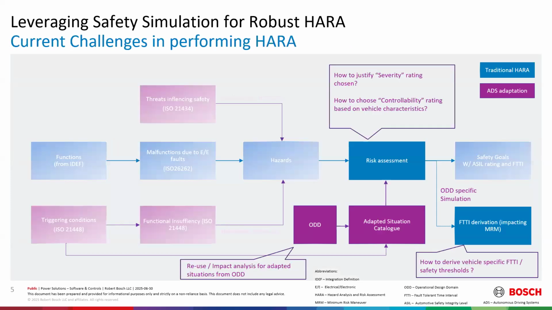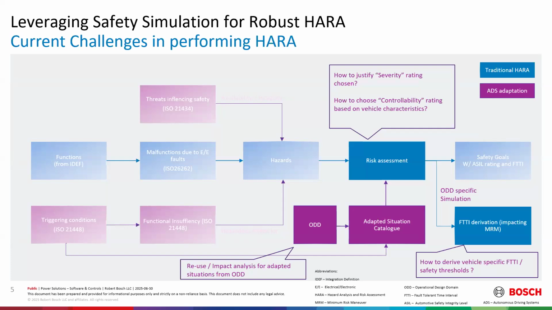So what is the challenge here? First challenge is how we reuse the situation catalog based on the ODD of our vehicle. How do we rerun the entire hazard analysis for the new ODD that we intend to? This is one problem that we often see. Then the second one is how do we justify the severity and controllability rating in our hazard and risk assessment? And the third one is how do we derive the safety thresholds for our vehicle behavior?